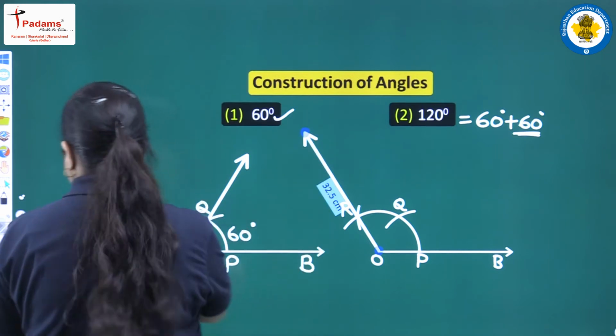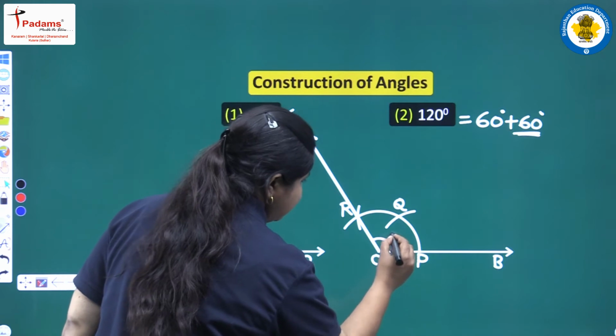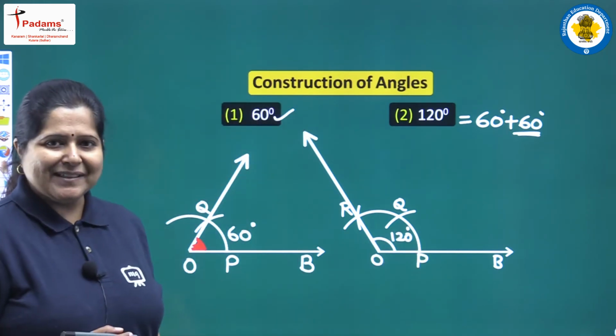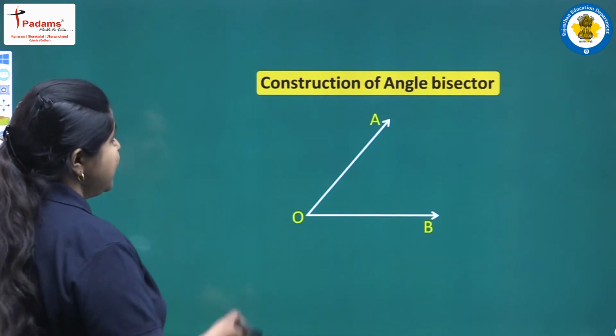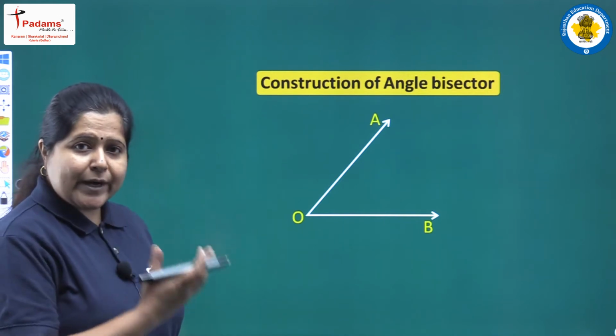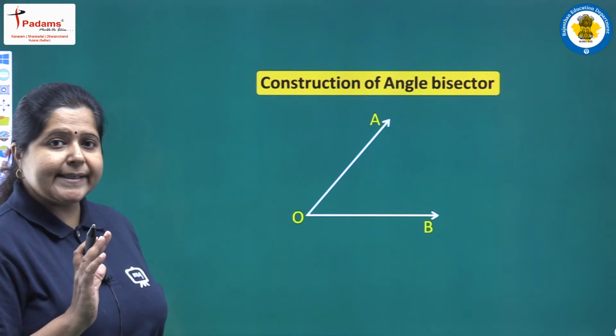In this way. So here we have this angle measuring 120 degrees. It is again an easy one. Next we will be taking up construction of angle bisector. To construct some more angles, we need to know the concept of construction of an angle bisector.